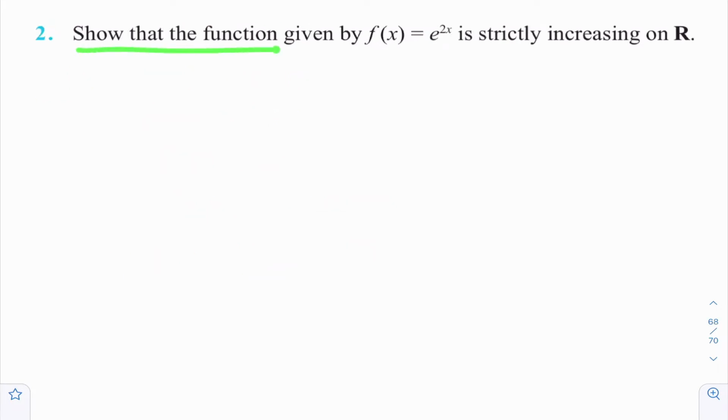You observe this second question. Show that the function given by f of x equal to e power 2x is strictly increasing on real numbers. So what I'll do, I'll calculate f dash of x and I'll prove that f dash of x is greater than 0 for all x belongs to real numbers. So first you take the given function. What is the given function? f of x equal to e power 2x. You differentiate this with respect to x on both sides.